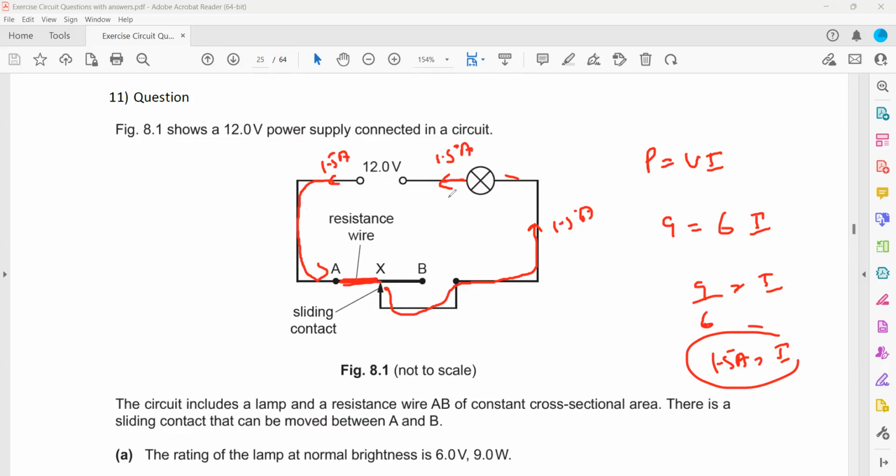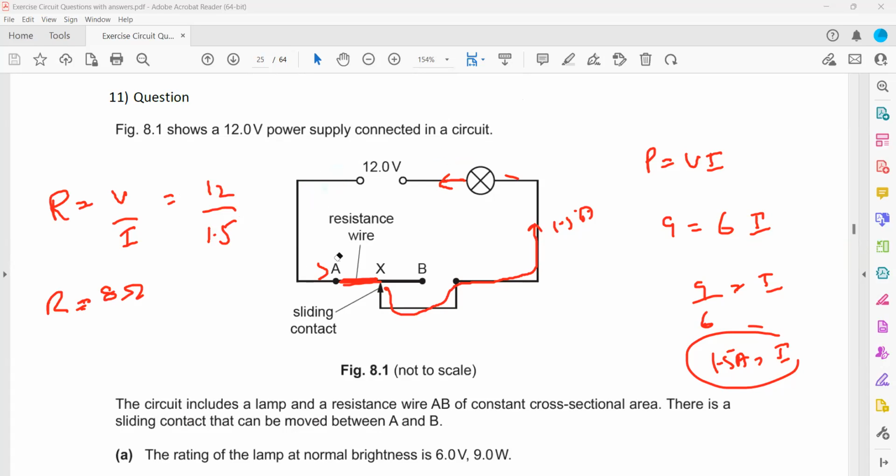Now, first we'll find the total circuit resistance. What is the total circuit resistance? So we have the formula R is equal to V over I. The total voltage is 12 and the total current in the circuit is 1.5. So 12 divided by 1.5, 8 ohms. So total circuit resistance is equal to 8 ohms.